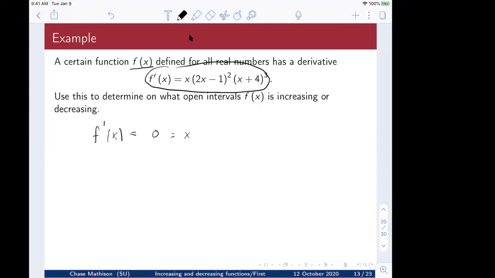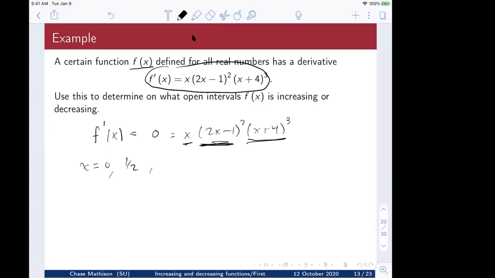So I need to solve x times (2x minus 1) squared times (x plus 4) to the third equals 0. So I already gave this to you factored. And so when I set this equal to 0, well, either x is 0, from just setting that first factor equal to 0, or this factor equals 0. And what does x equal if this factor equals 0? 1/2. Very good.